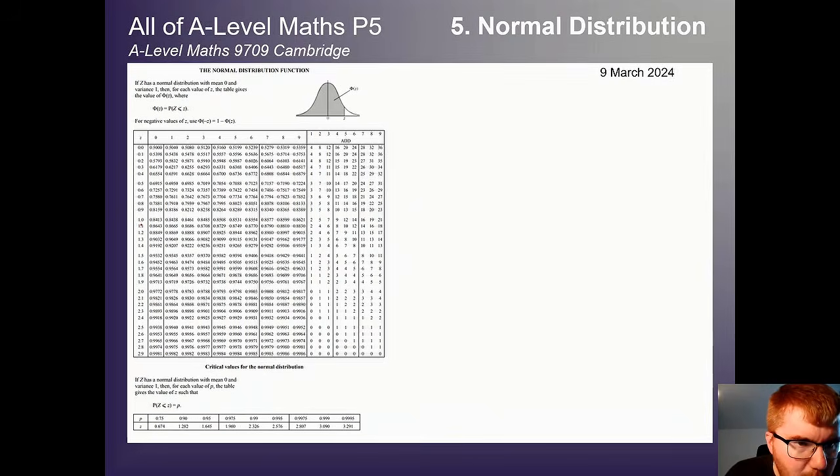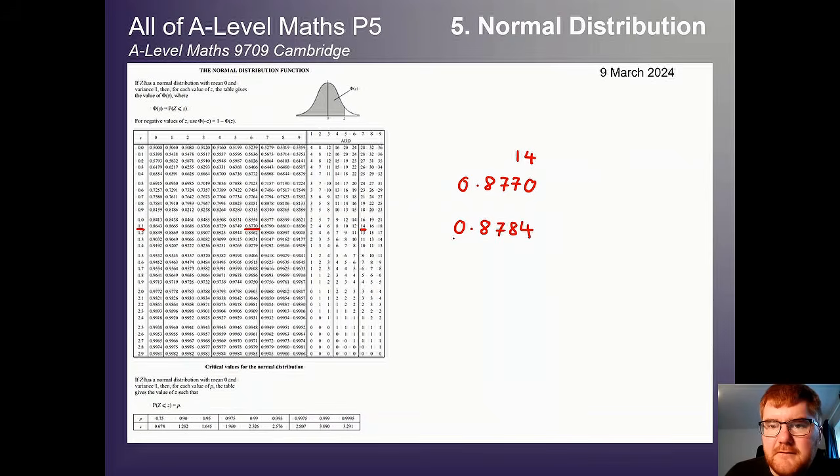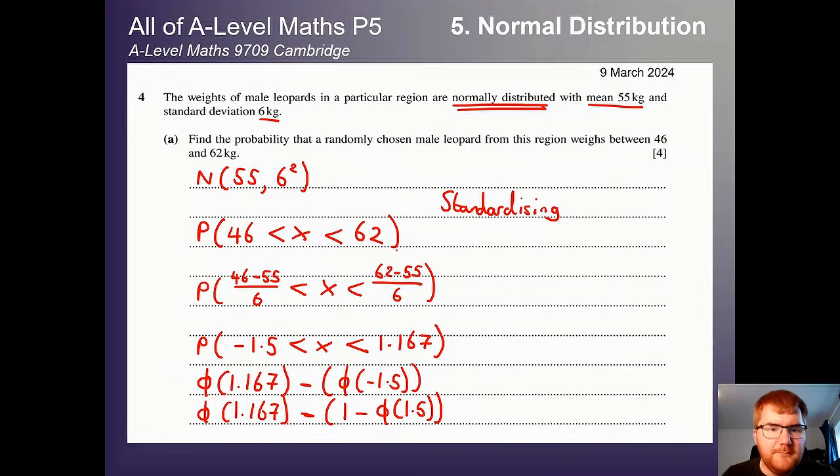Let's start with 1.167. So 1.1 is here. We want 6, which is going to be this. And then we want the 7 in this row, so adding on 14. So we have 0.8770, and we're adding on 14, so we have 0.8784. So that's going to give us our value for 1.167. So this is going to be 0.8784. And now we do 1 minus the value at 1.5 exactly.